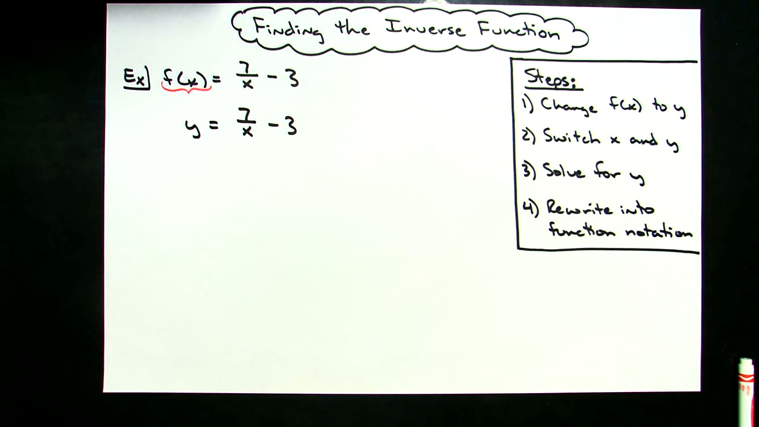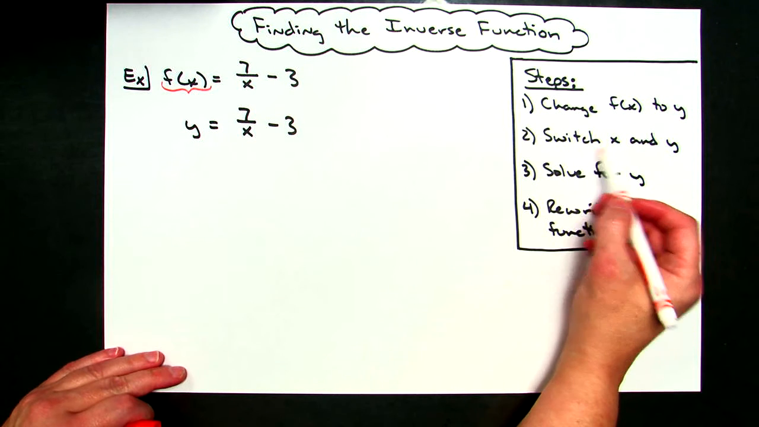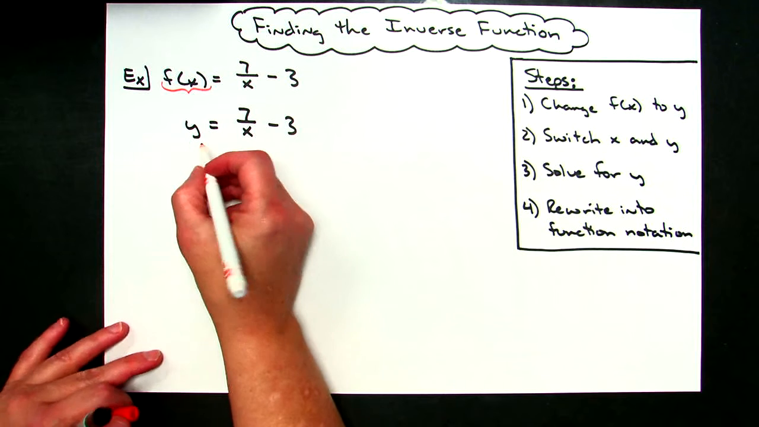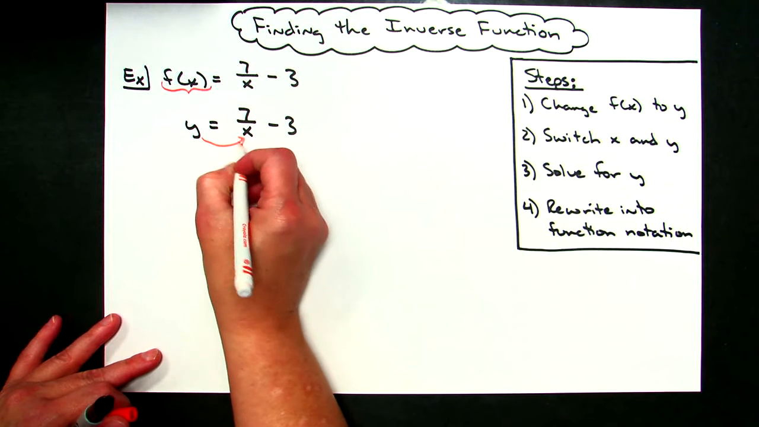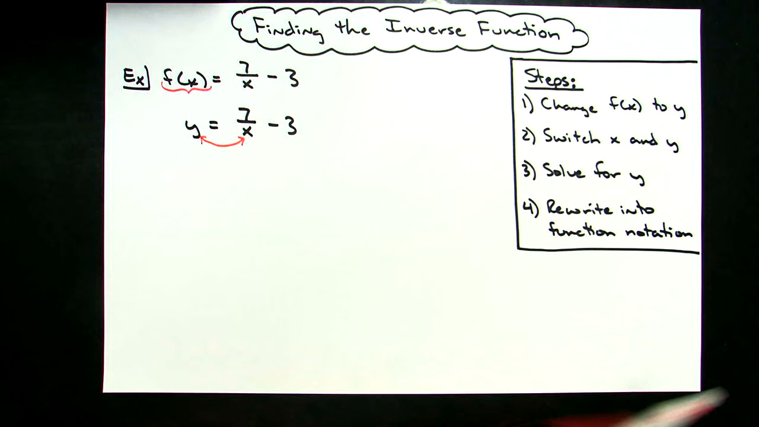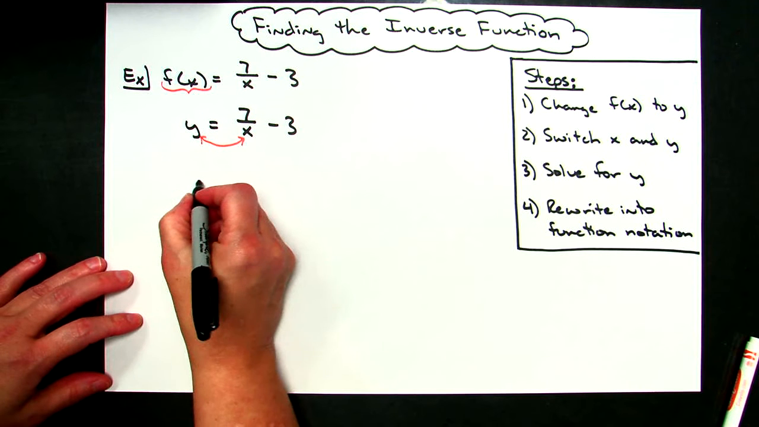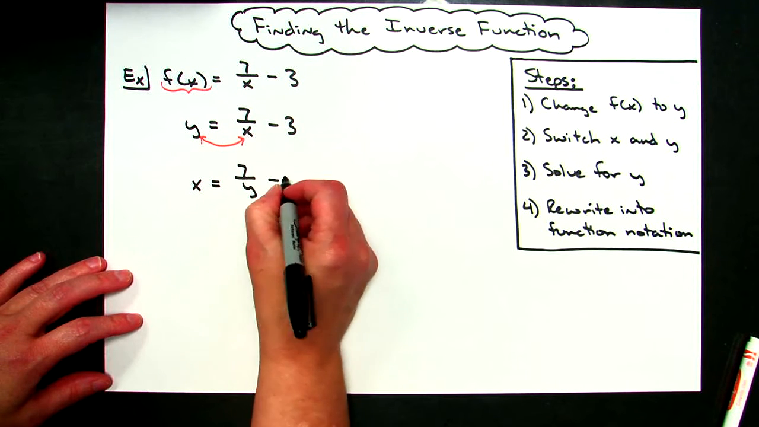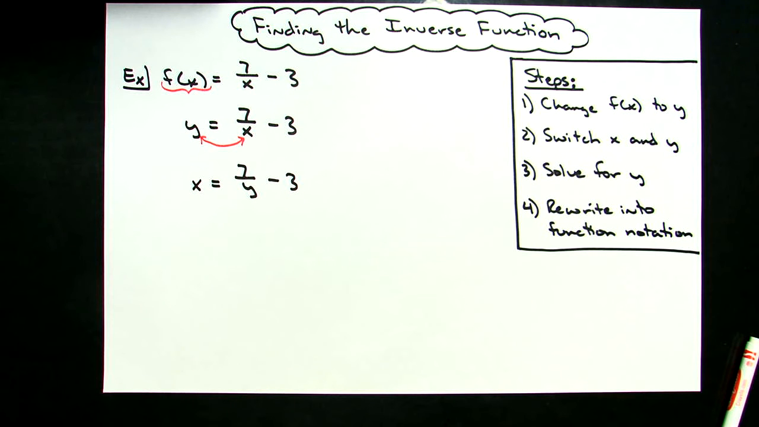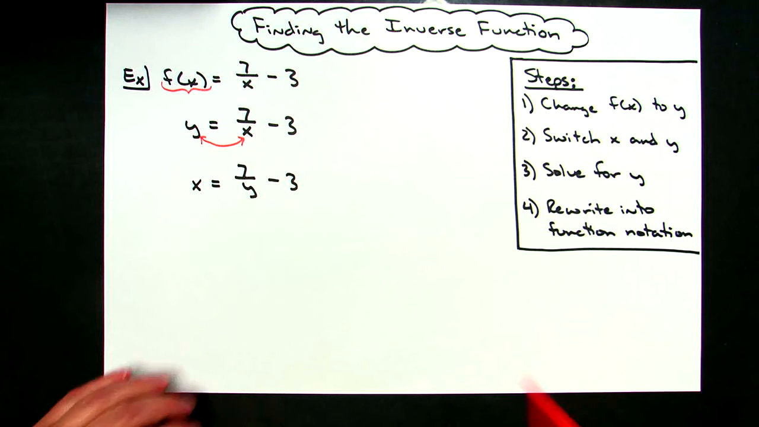Okay. Step 2 says to switch the x and the y. So the y is on the left, the x is on the right. All I am going to do is just literally switch those 2 variables around. So I will have an x on this side equals 7 over y minus 3. Now I have a new equation.